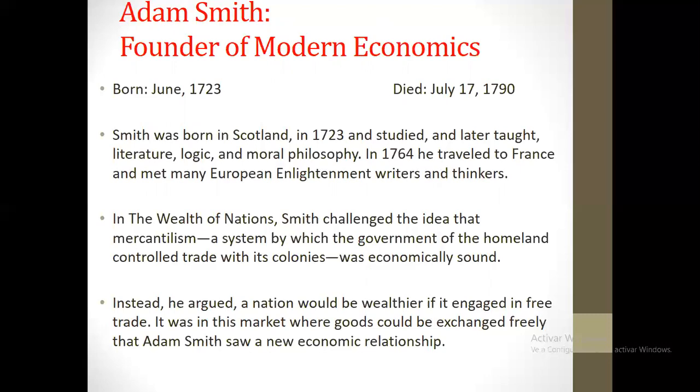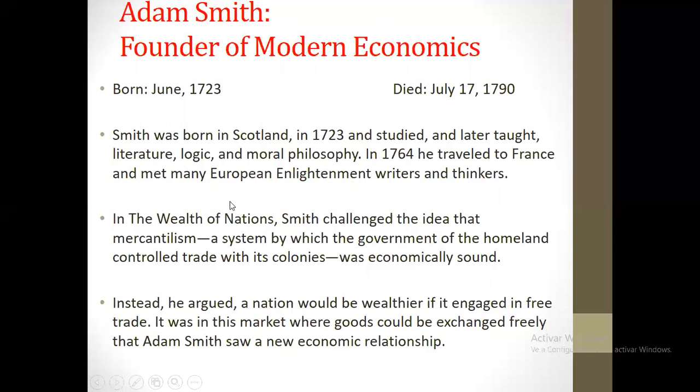Okay, now in those subjects that you are going to take, they're going to mention this guy, Adam Smith, who is the founder of modern economics. Adam Smith was born in Scotland in 1723, and he went to France. Over here in 1764, he traveled to France to meet many European Enlightenment writers and thinkers.